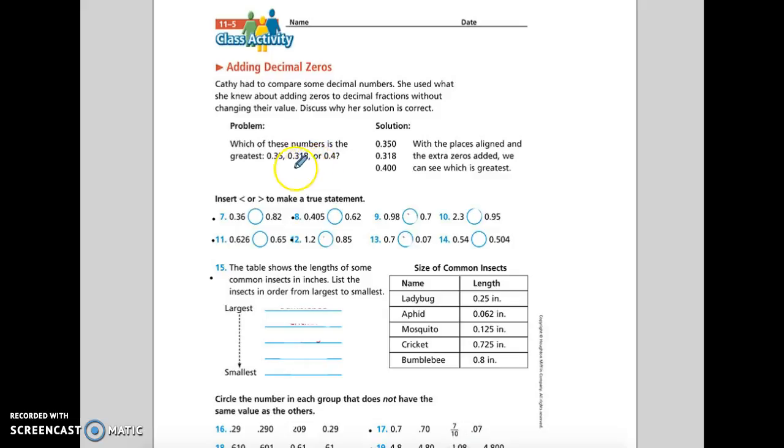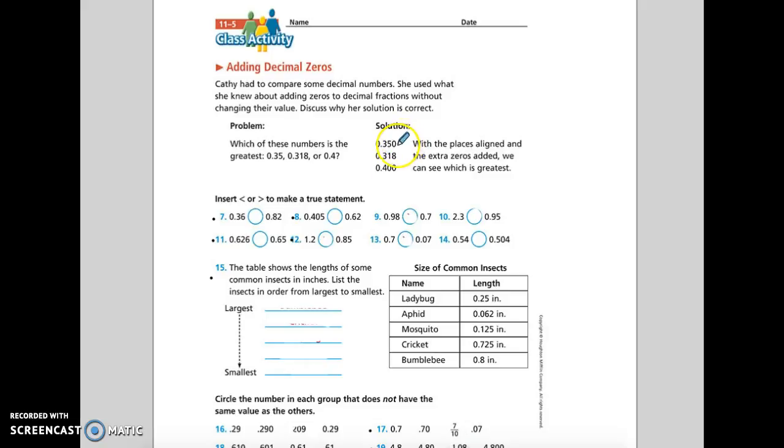Now, just like we've done in the past and like what she did here, she lined them all up. Okay, so she wrote 0.35, 0.318, and 0.4. But I want you to see that she actually added extra zeros on. And just like we just discussed, when we add zeros to the right of a number in the decimal, it doesn't change its value at all, but it makes it easier for us to see the order, okay?